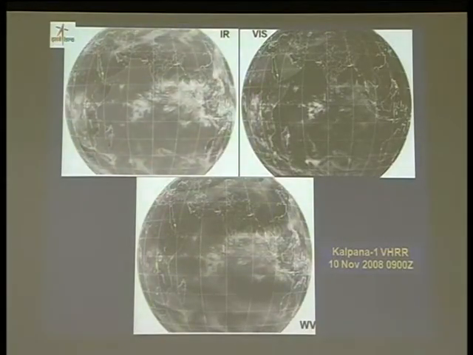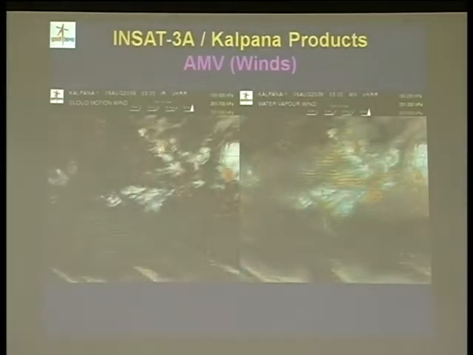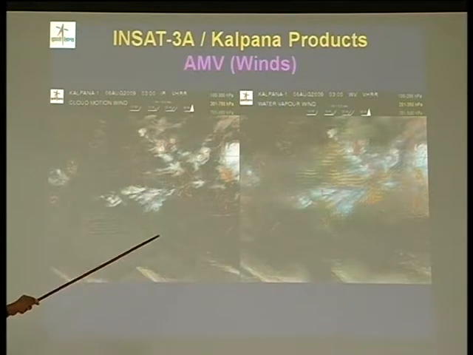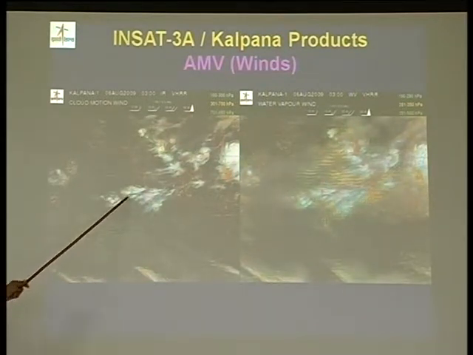And these imagery you have already seen from earlier pictures. Now I will come to the basic products which are available for numerical weather prediction and for data assimilation. The most important parameters from these INSAT series of satellites are cloud motion vectors from the thermal infrared band, and water vapor wind tracer vectors from the water vapor channel. So this is the thermal infrared channel.